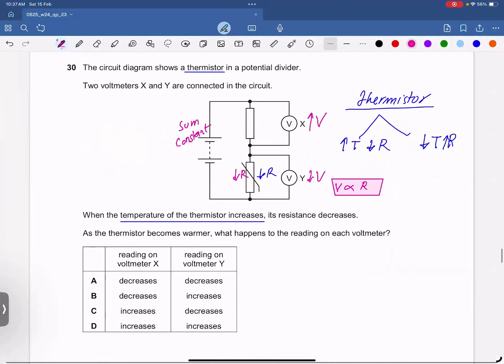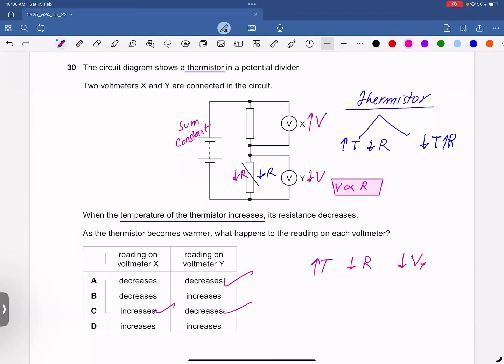So the idea is more temperature, less resistance, less voltage share. The lower one is the thermistor, this is Y. So Y decreases, X increases. Option is C. We proceed to the next question, number 31.